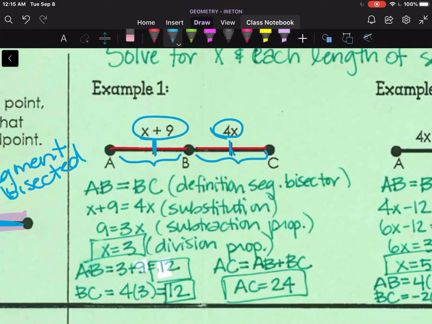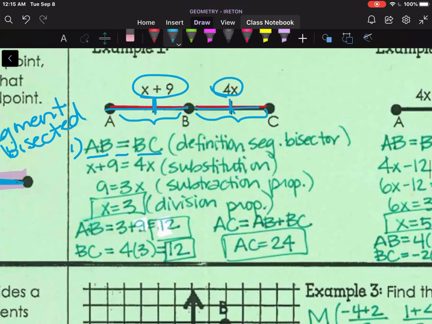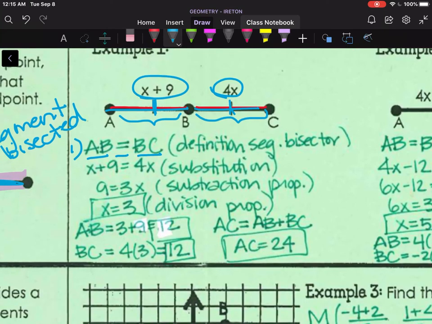So for step 1, I can set up geometrically that the length of AB equals the length of BC. That's what this means. And again, I'm writing the reason why off to the side. You don't have to be as descriptive in your homework, but I wanted you to know why we're doing it that way. So now it's just a matter of substituting in these pieces for AB and BC. So we have x plus 9 and 4x, and we go ahead and substitute.